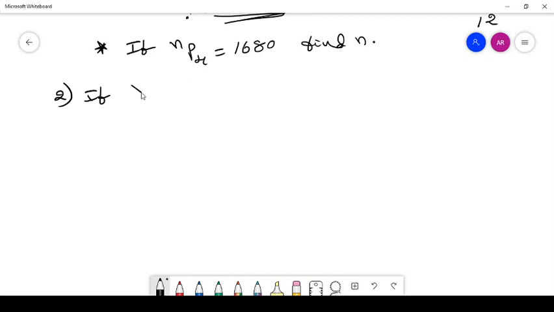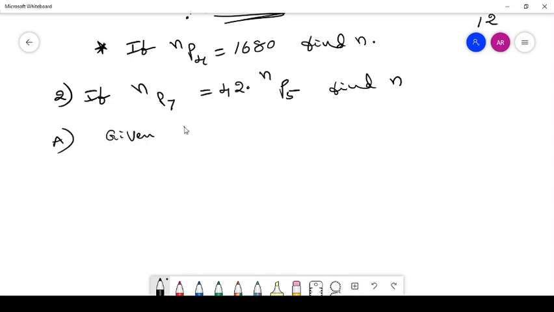If nP7 is equal to 42 into nP5, then find n. If nP7 is equal to 42 into nP5, find n. Here in the solution, given that nP7 is equal to 42 into nP5.